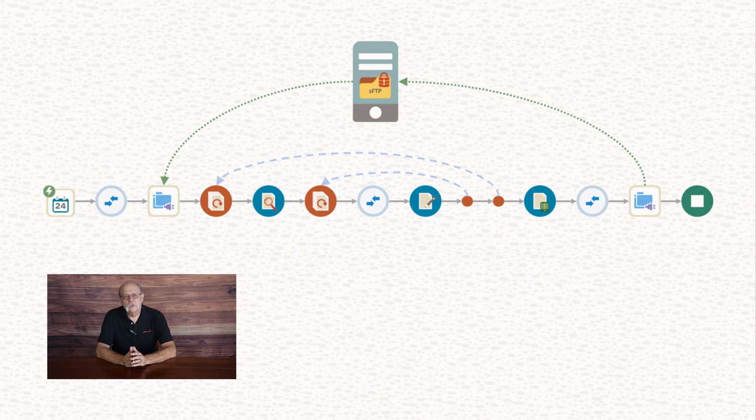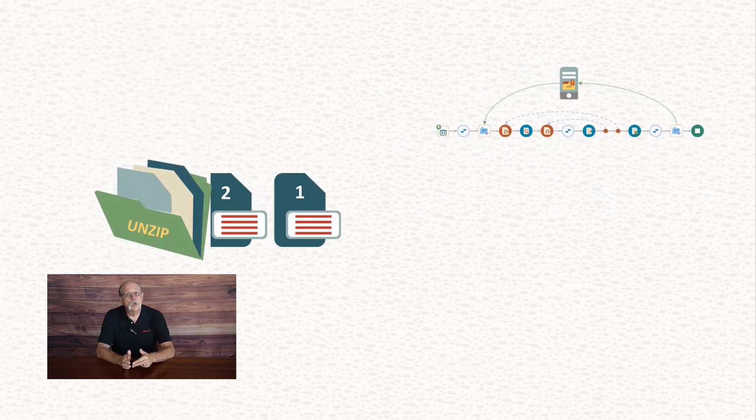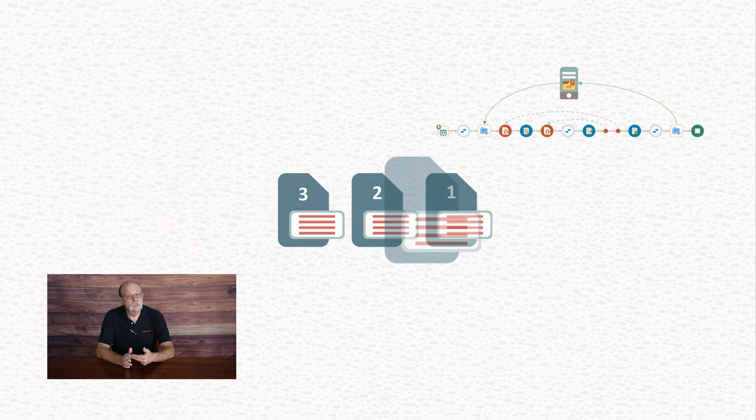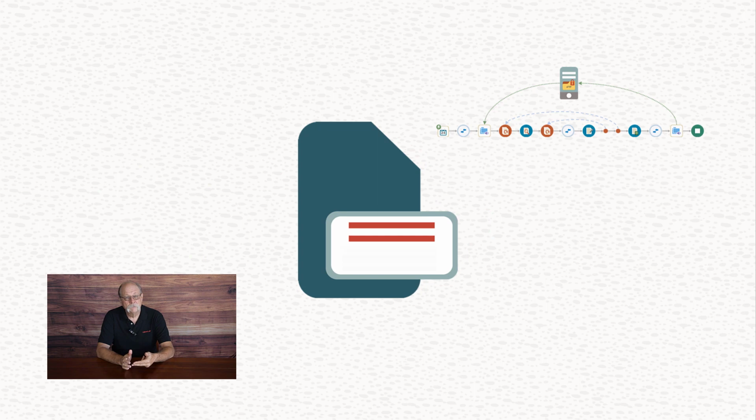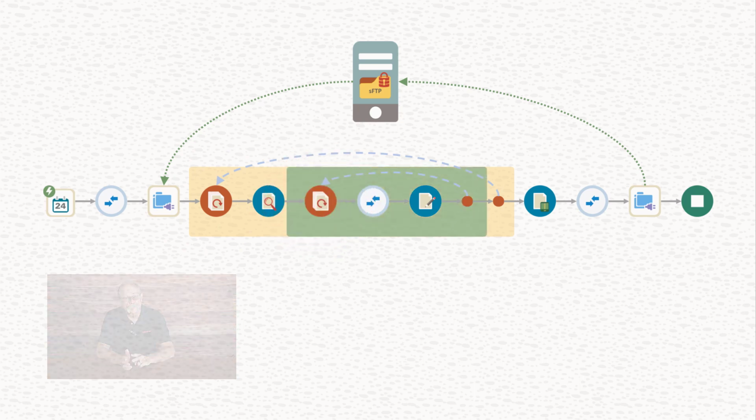In this integration, we're using an FTP adapter to retrieve a zip file and to unzip its contents to a local directory. We need to process those unzipped files one at a time. And then, within each file, we need to process each record one at a time. So we'll use a pair of for each actions, one for the files and one for the records.